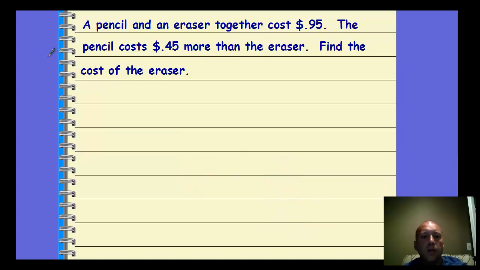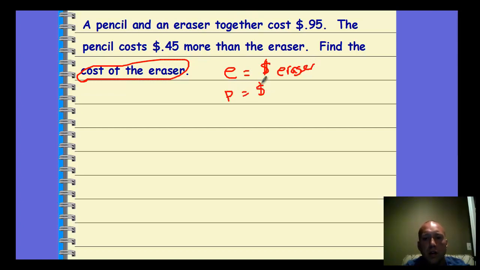So, an example here: a pencil and eraser together cost 95 cents. The pencil costs 45 cents more than the eraser. Find the cost of the eraser. So the cost of the eraser, that's what I'm trying to find. I don't know what that is. So E is the cost of the eraser. So I am defining my variables. Now is there anything else I don't know? I don't know what a pencil costs either.